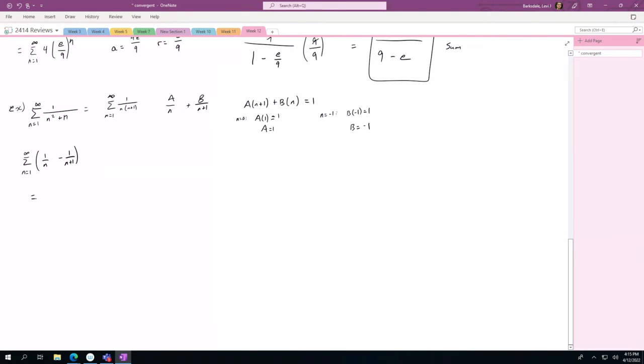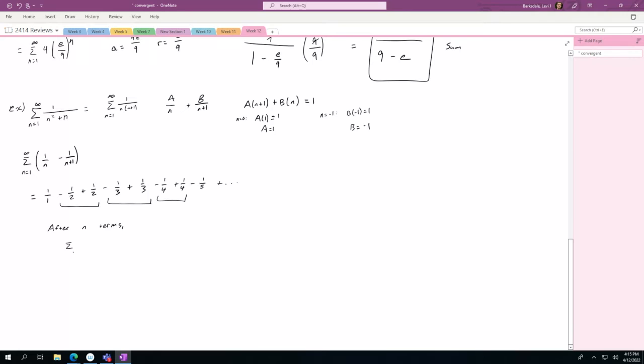Now I'm just going to start writing out terms. I have 1 over 1 minus 1 over 2 plus 1 over 2 minus 1 over 3 plus 1 over 3 minus 1 over 4 plus 1 over 4 minus 1 over 5, right? And so on. Now you'll notice this negative 1/2 cancels out with my positive 1/2. This negative 1/3 cancels out with my positive 1/3. This negative 1/4 cancels out with my positive 1/4.